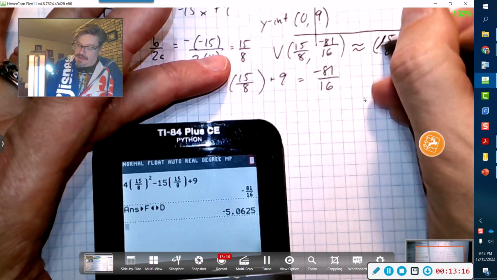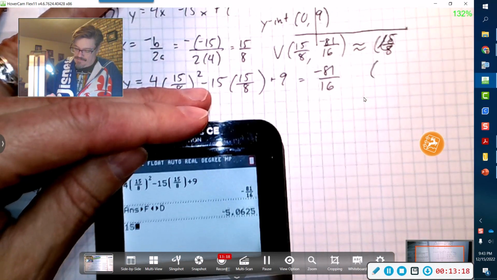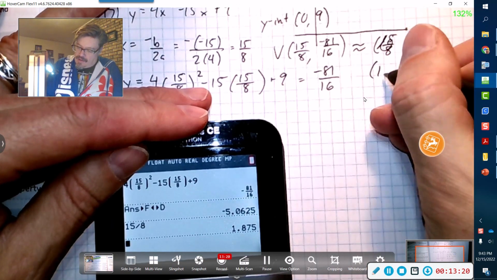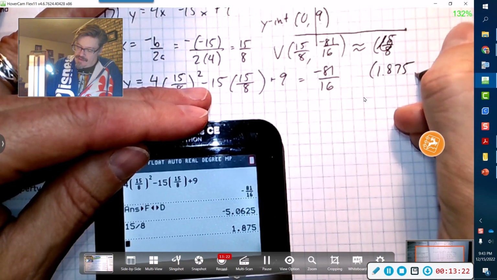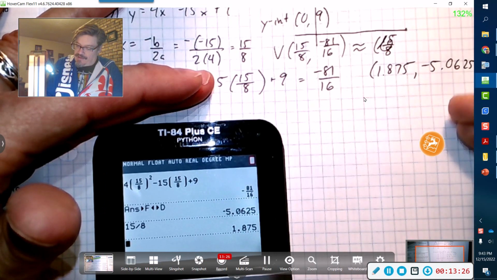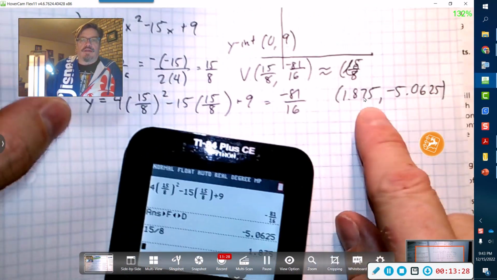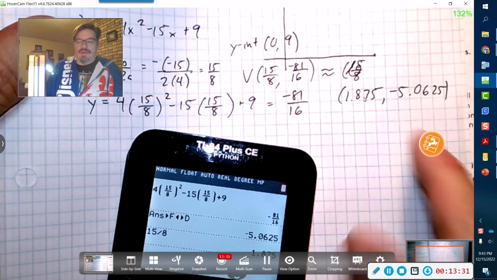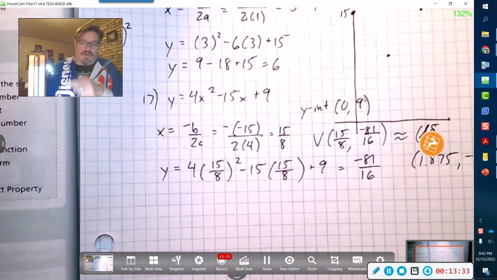or you could say 15 divided by 8, you know what, let's just make it both decimal. 15 divided by 8 is 1.875, comma, negative 5.0625. That sounds more like a scientific answer right there. That would be the best way to go. Alright, we'll stop right there.